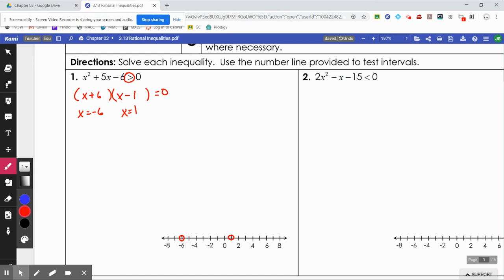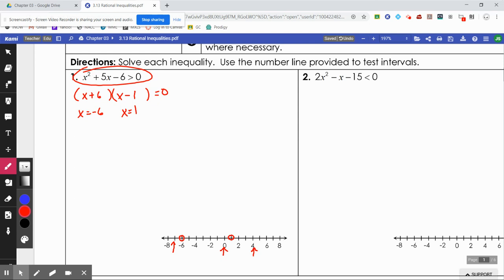We're now going to simply choose values in each interval, maybe this value, and I don't know, maybe this value. Choose any values in those intervals. And we're simply going to test to see, does it make this a true statement? If anything in that interval makes it a true statement, then everything in that interval is a solution.